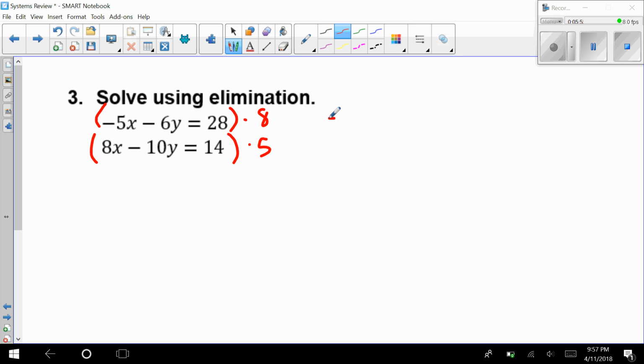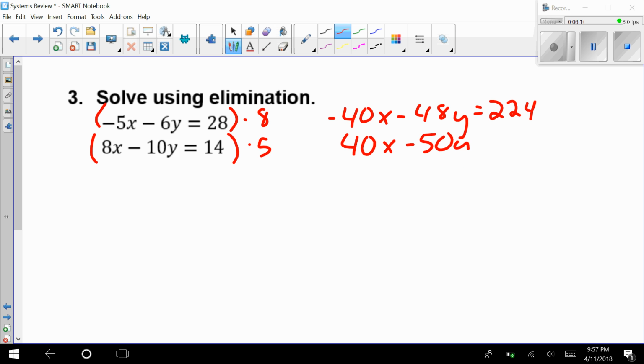That turns the top equation into -40x, multiply -6y by 8 makes -48y equals 28 times 8, which is 224. In the second equation, I'm going to multiply by 5. 8x times 5 gives me 40x. 10y times 5 gives me the -50y. And 14 times 5 is 70. Now to solve this, we can add the two equations together since the 40 and -40 will cancel each other.